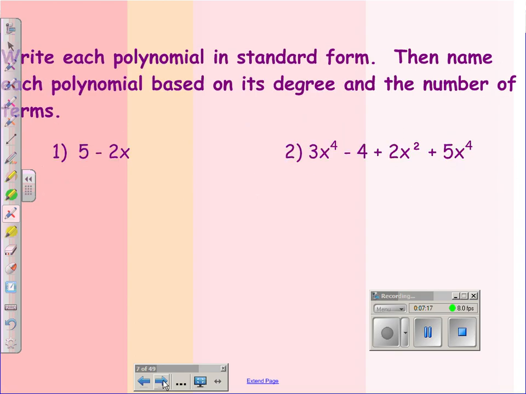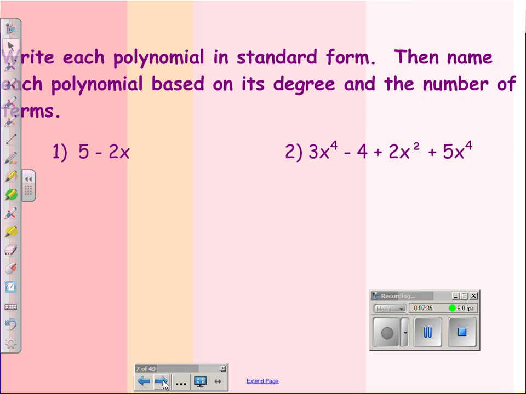Some more examples. Write each polynomial in standard form. Now we are going to write these expressions in descending order. It says after we've done that, then we're going to name each polynomial based on its degree and the number of terms. So this is really kind of a two-step process.